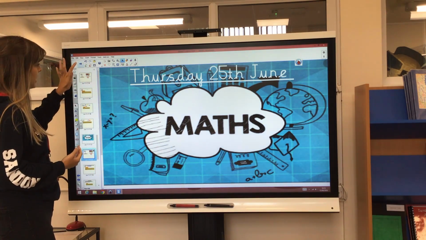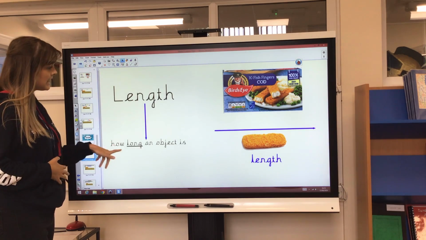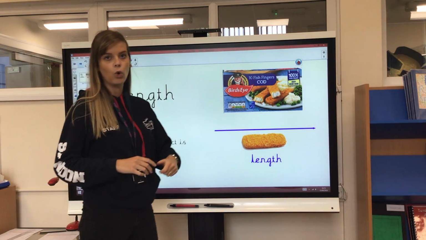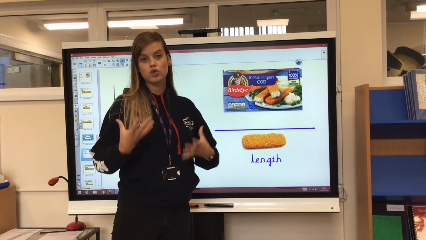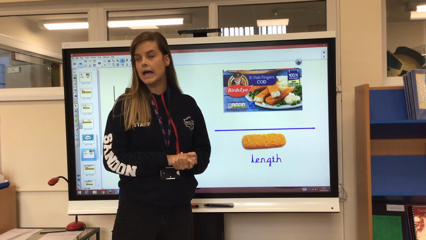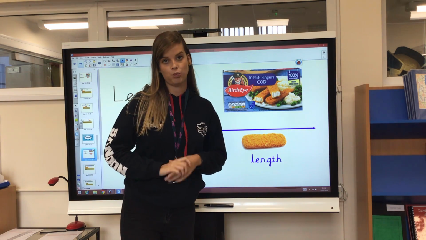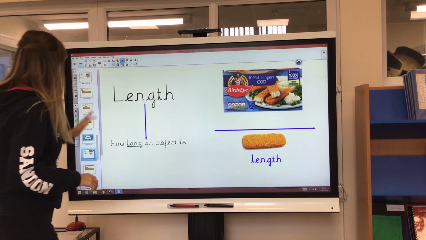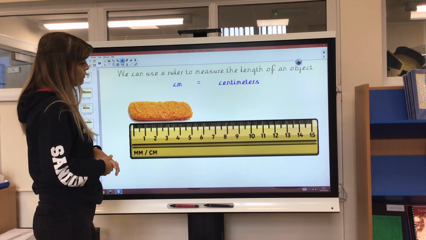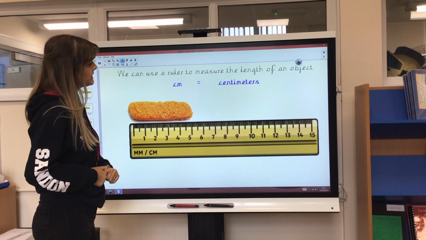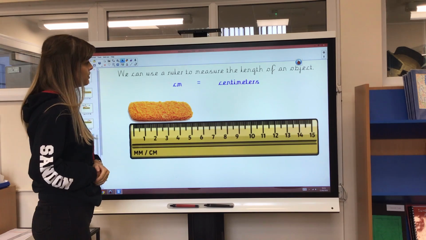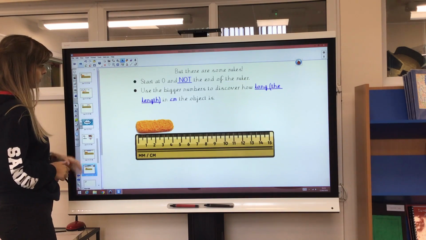Just to recap what length actually means, length is how long an object is. And you can think of it as fish fingers or McDonald's chips, who's got the longest chip. Whatever way that you can remember it, that's absolutely fine. You remember it how you want to. Again, when we look at measurement, we always remember our ruler rules, and we can always write centimetres with cm instead of writing this very long word there.